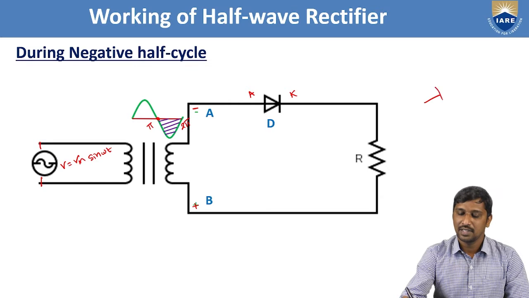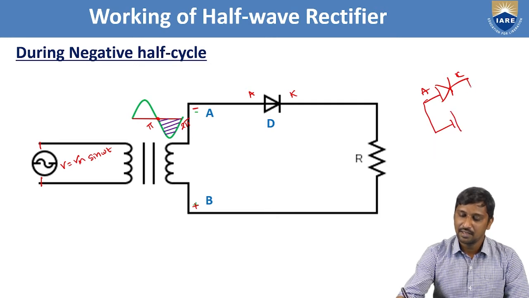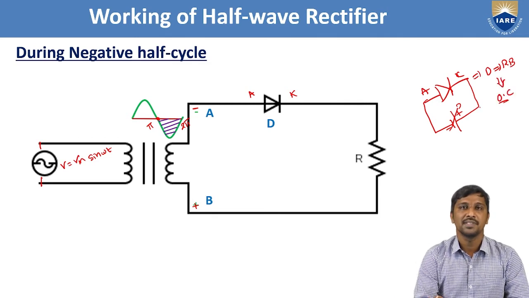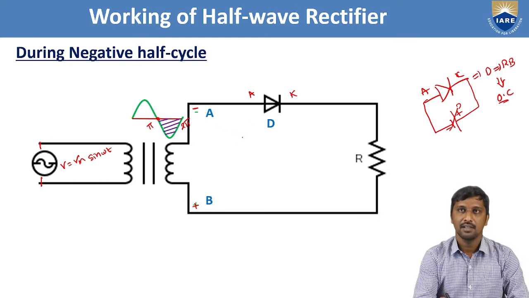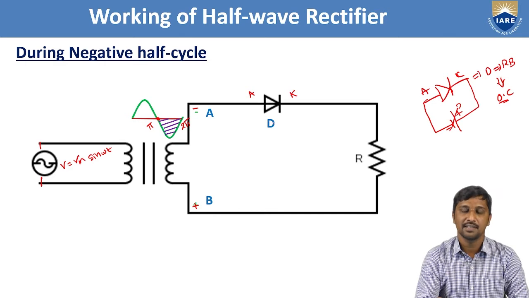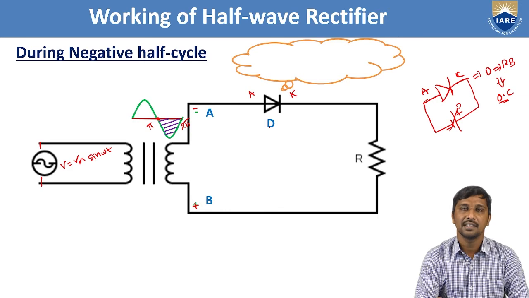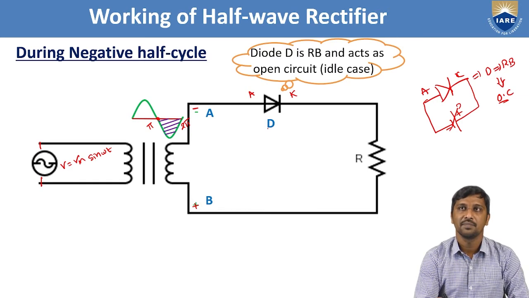Now we know that, let us say this is the PN junction, anode and cathode. If the anode is connected to the negative polarity of the battery with respect to the cathode, and the positive polarity is connected to the cathode, at this point the diode acts as reverse bias. Under this condition, the diode is replaced with an open circuit. So during this negative peak cycle, the diode is replaced with an open circuit, because the diode acts as a reverse bias diode.